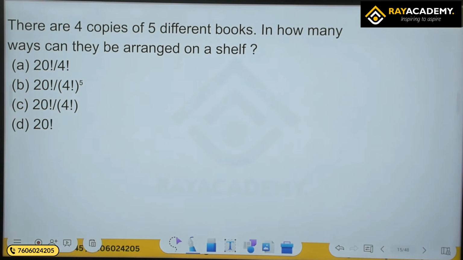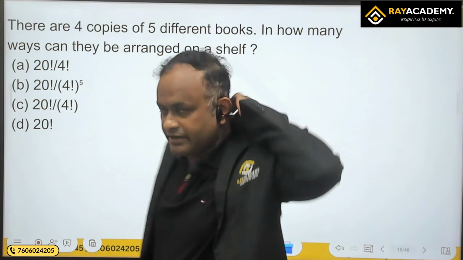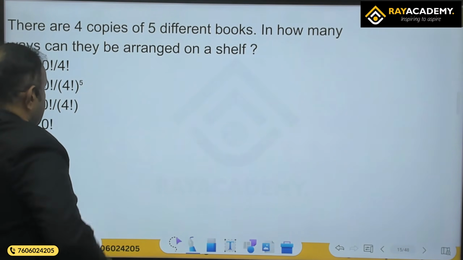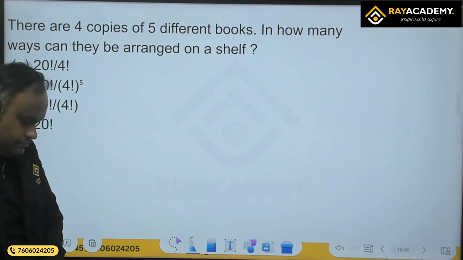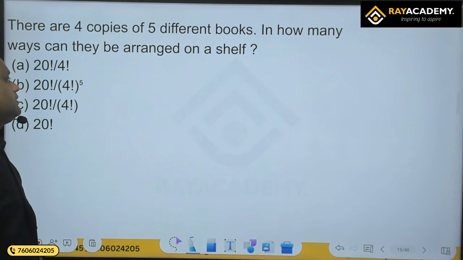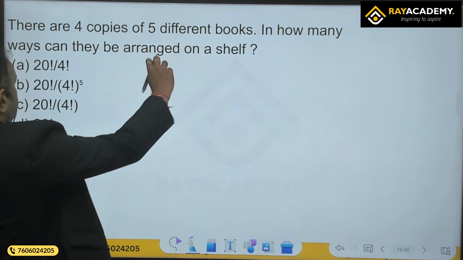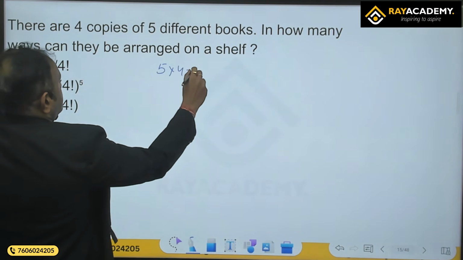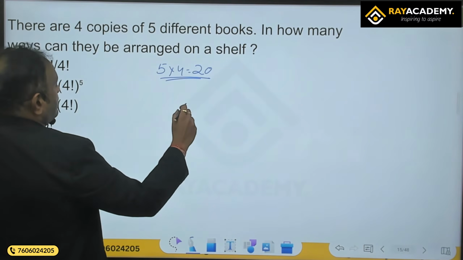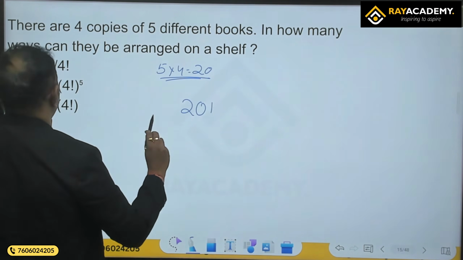Next question. There are 4 copies of 5 different books. In how many ways can they be arranged on a shelf? That means each book has 4 copies. So total how many copies are there? Total copies would be 5 into 4 is 20. So 20 copies can be arranged in 20 factorial ways.